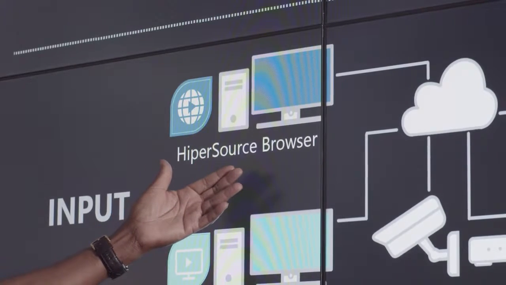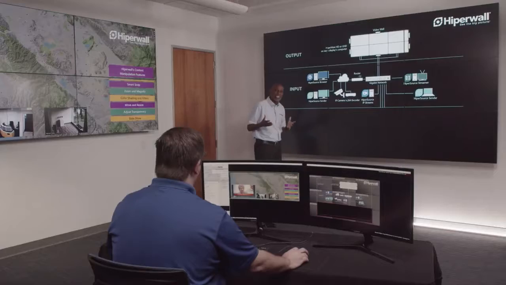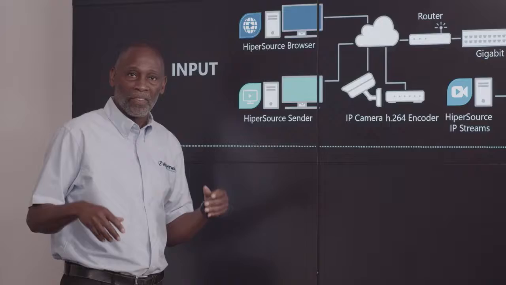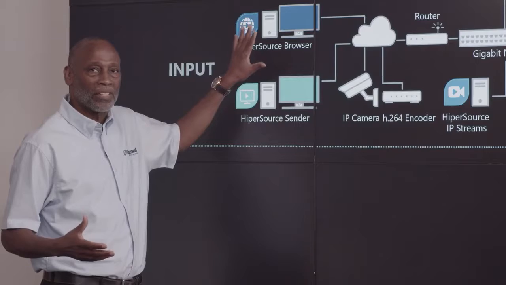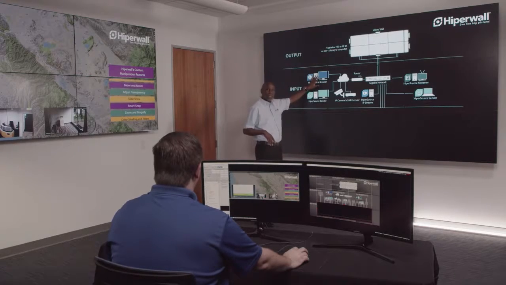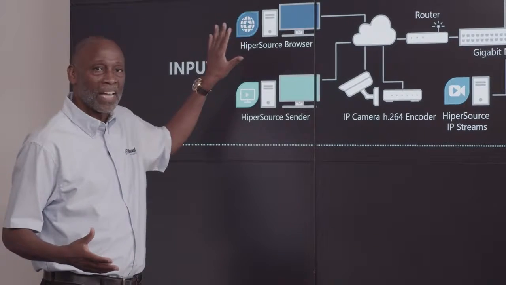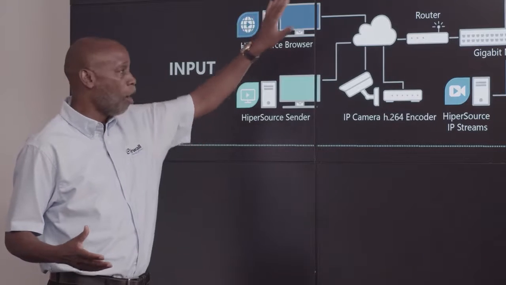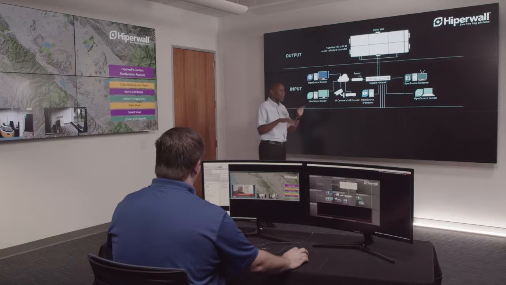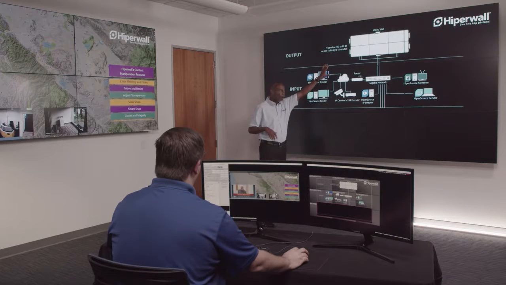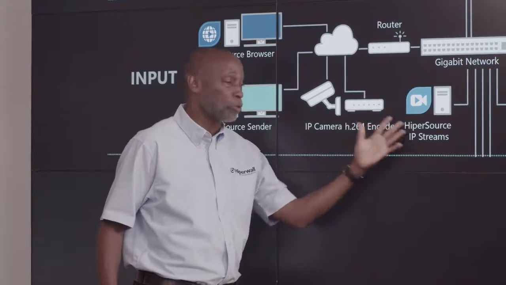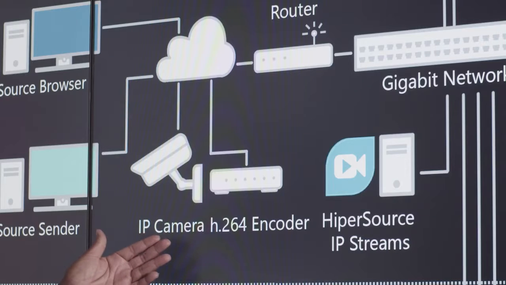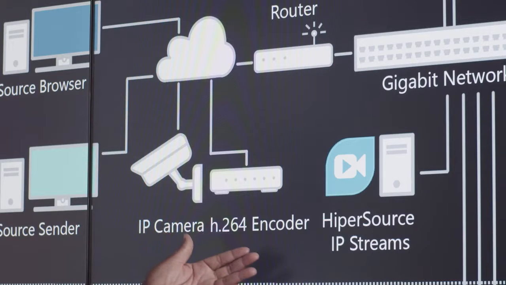We have HyperSource browser. HyperSource browser is somewhat of an extension of HyperSource sender. This browser allows you to put multiple browser tabs inside of a single application and have them of any resolution, using only one PC to have multiple pieces of browser content on the wall, therefore reducing the cost of putting those browser windows on the wall. Then we have HyperSource IP streams. HyperSource IP streams are for IP cameras or an H.264 encoder.